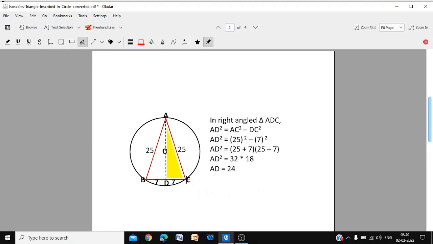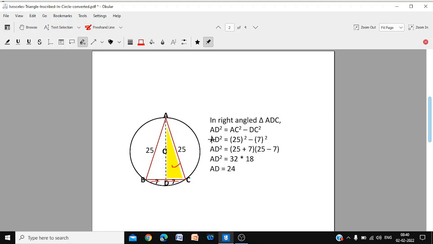Now, concentrate. First draw the perpendicular. AD will be perpendicular and also bisect BC. So the 14 will become 7, 7. This part BD will be 7 and this part DC will be 7 because the perpendicular will bisect the base. Now concentrate only on the shaded portion, this triangle.